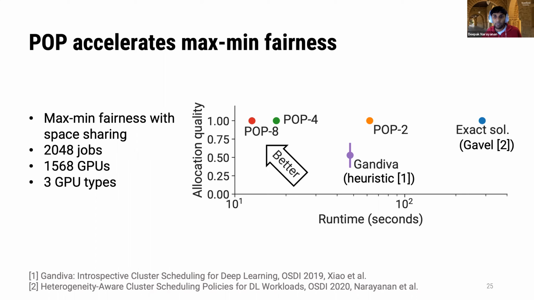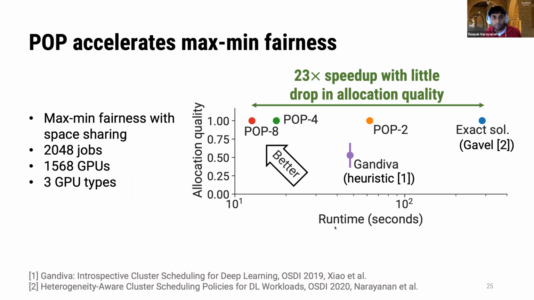We can also improve allocation quality by up to 1.9x compared to heuristics like those employed by the Gandiva scheduler. These results are for a static workload, but we saw similar order of magnitude speedups when using POP with Gavel's simulator, with little change in relevant end-to-end metrics like average job completion time.